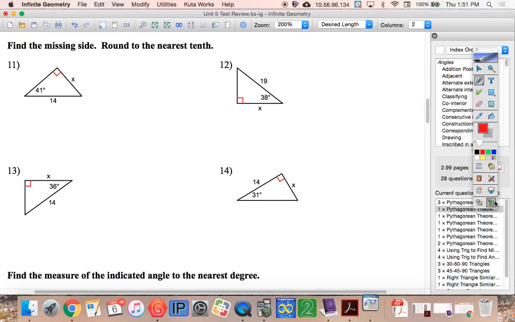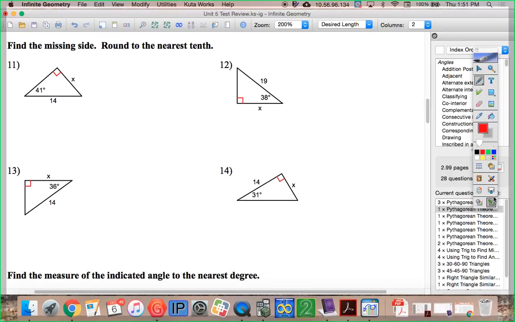These go in the same exact order on your test. There's a fewer number. I think there's only 26 on your test. And there's 28 on the review, but like right after Pythagorean theorem, you're doing trig on the test, just like you are on this paper.